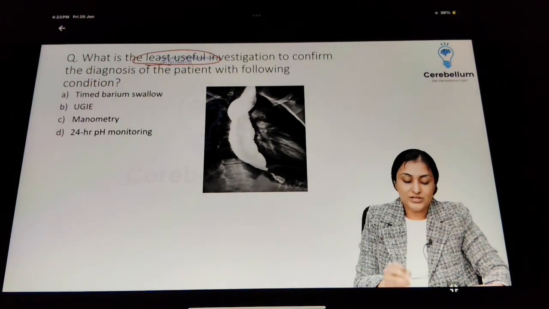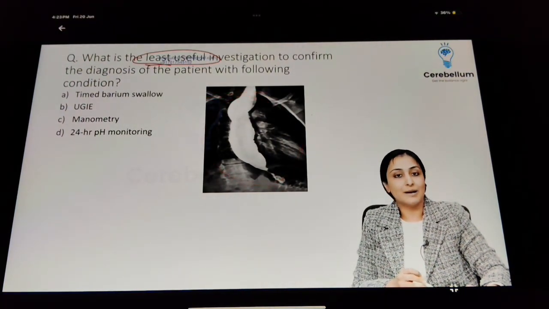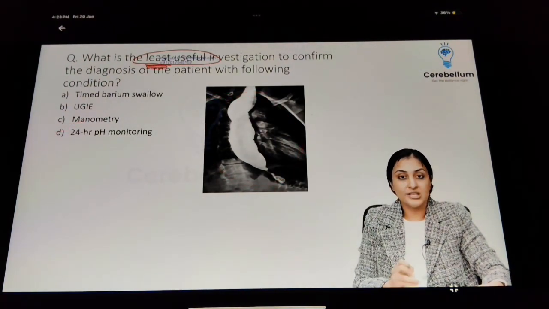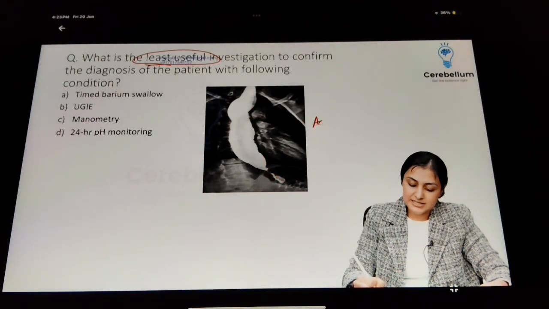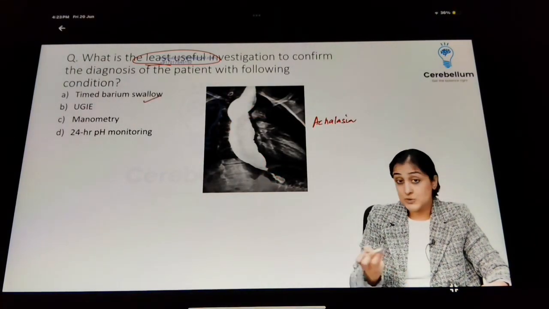What is the least? Read the question very carefully. Lots of students just jump to the diagnosis, mark manometry, and come back. Then they later realize, oh, they are least useful. So what is the least useful? What are you seeing? First of all, you can see a smooth tapering here. This is achalasia cardia. Here, barium swallow does have a use.